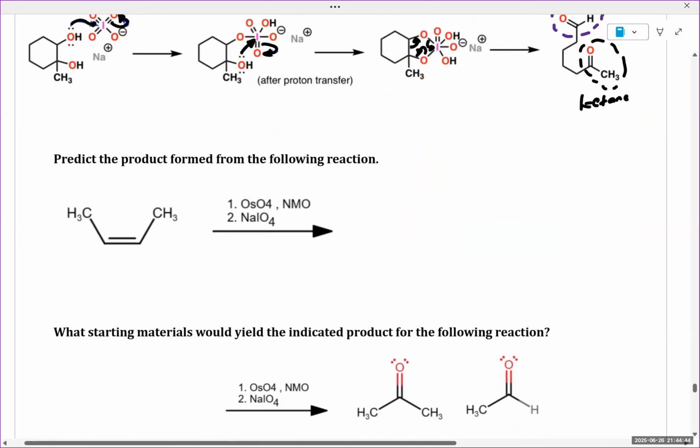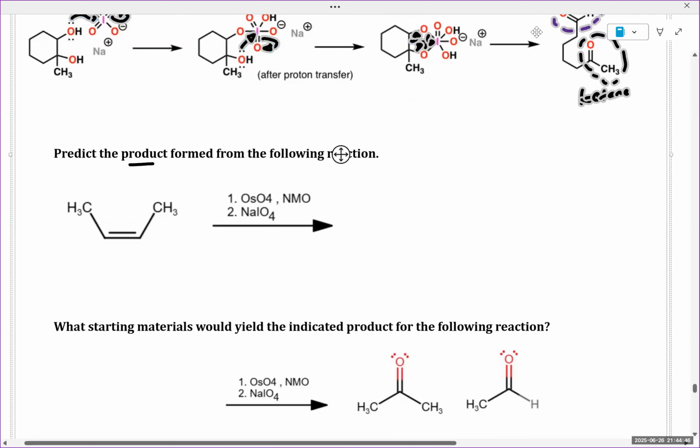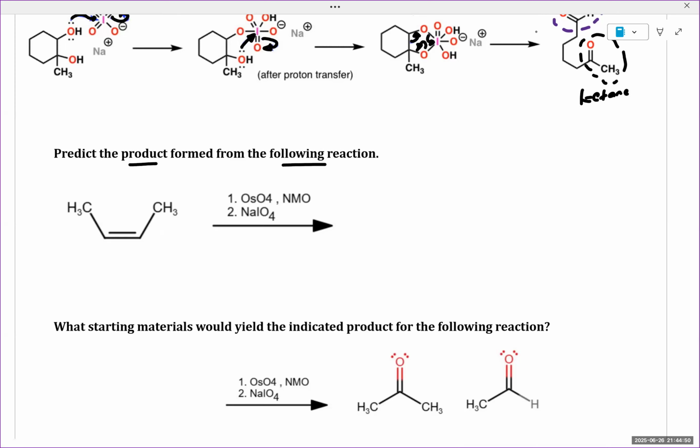So let's try to apply what we've learned and let's predict the product formed from the following reaction. So in this case, in our first step in dihydroxylation, we would generate the syn 1,2-diol. After step 2, we would break this bond and we would end up with a mixture of aldehyde products.